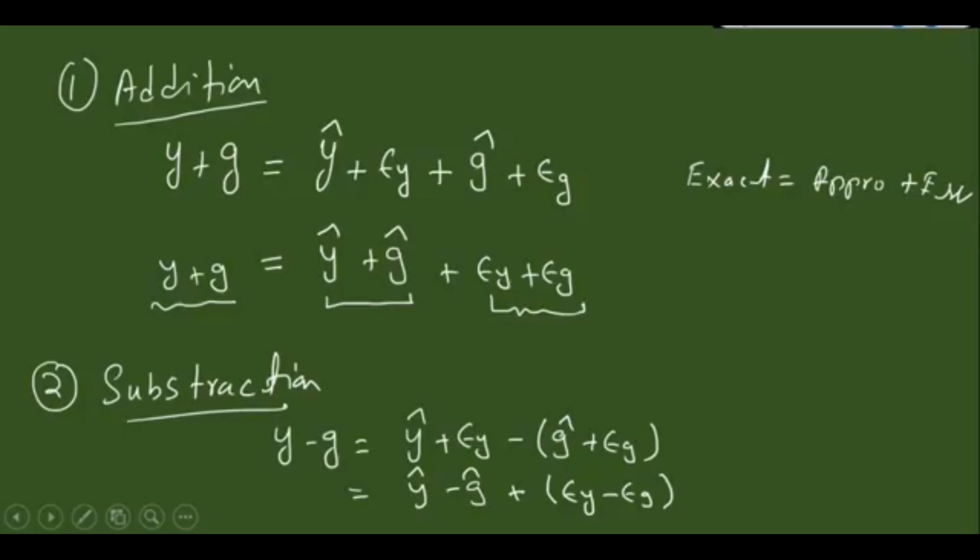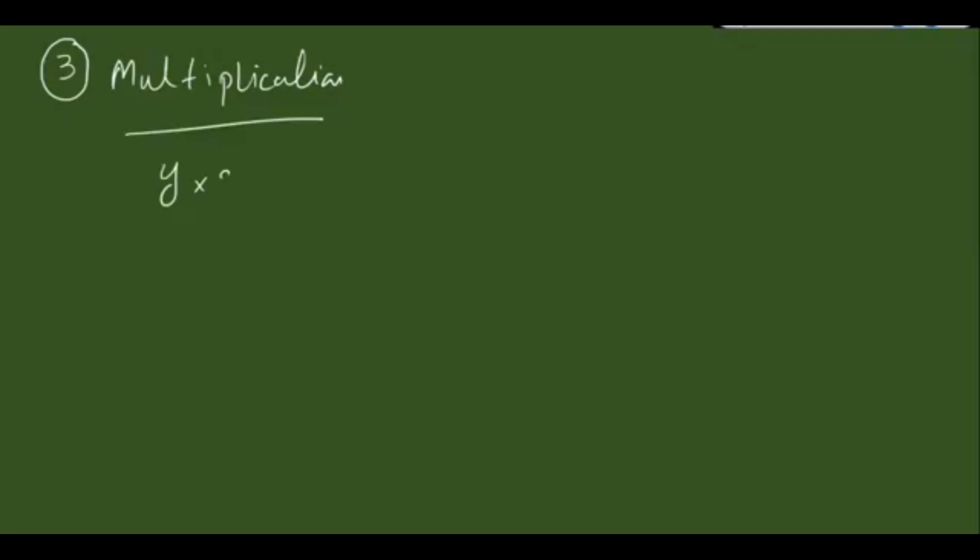Similarly, it is now easy. I will do one more calculation on multiplication, and you can do the same for division as well. So let's see what happens when we have multiplication. Let's do the same thing. Here I want to multiply y by g, which means that I have to multiply y cap plus epsilon y into g cap plus epsilon g. If you multiply these two quantities, you will get the following calculation.